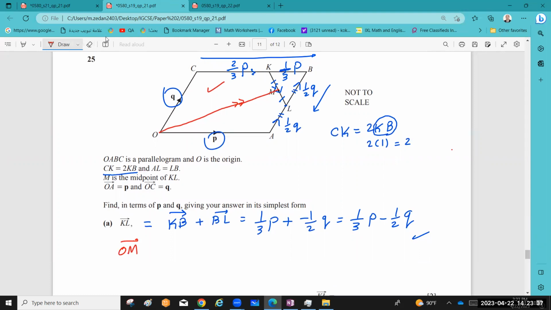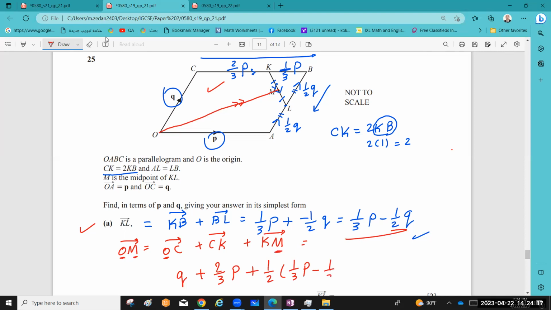OM vector is simply OC vector plus CK vector plus KM vector. The vector is OM, so you have to start with the vector O and the last vector is M. So OC, as you see here, is Q, plus CK is 2/3 P, plus KM is half KL, and KL we already did in the first part: 1/3 P minus 1/2 Q.